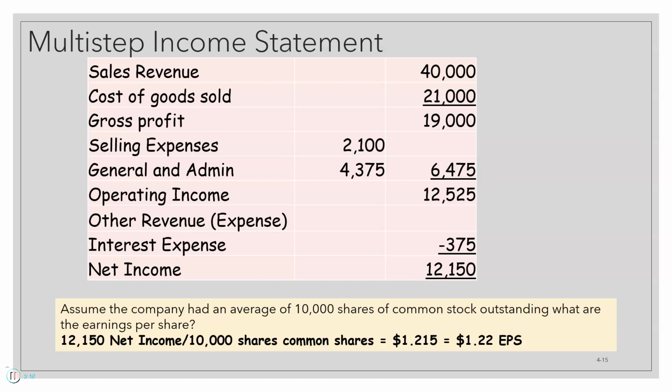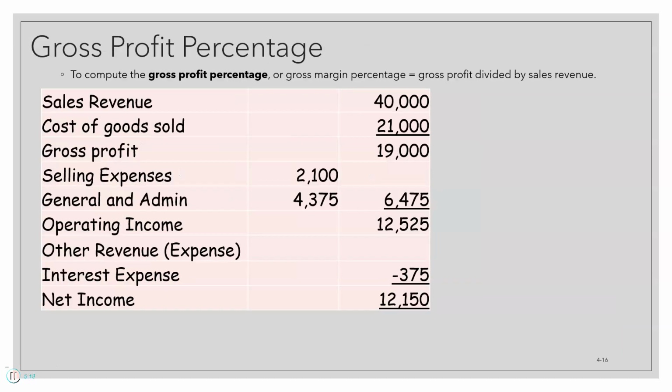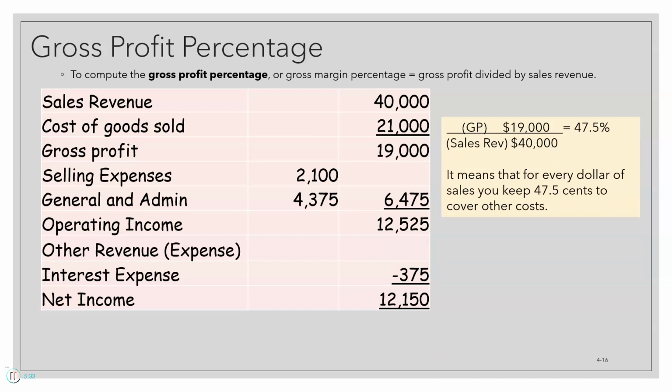Now, is that good or bad? The only way you'd know that is by comparing it to prior years and comparing it to similar companies. Now, the next thing we're going to look at is the gross profit. This tells you how much of each dollar of sales is left over from the cost associated directly with the goods sold. So in this case, we end up with 47.5%, which tells us we're keeping 47.5 cents of every dollar of sales to cover our other expenses. Again, is that good or bad? It depends what the industry averages look like.